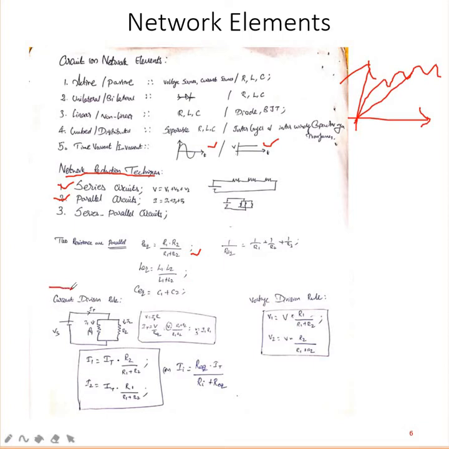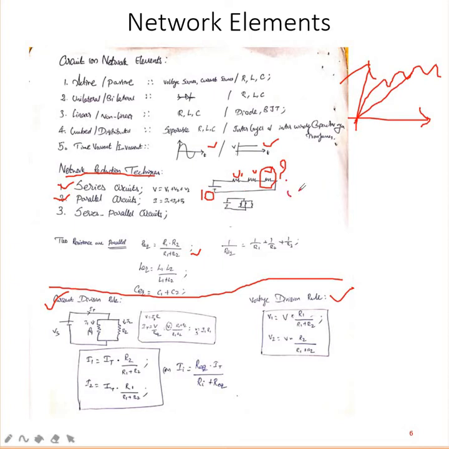The next one is the current division rule and the voltage division rule. What is the voltage division rule? It is the easiest method to find the voltage across an element. Three resistances are connected in series, and I need the voltage across these points. Here I apply 10 volts, so here are V1, V2 and V3, and the sum is equal to 10.